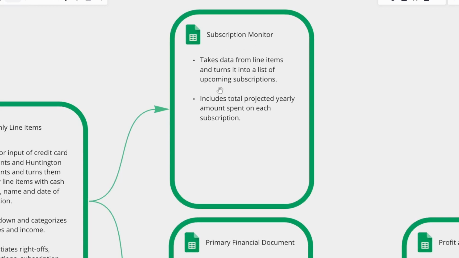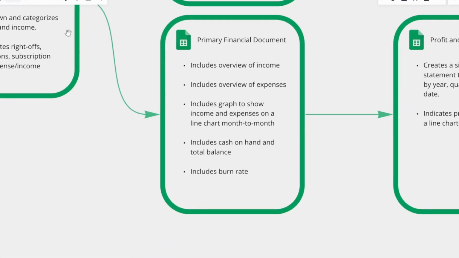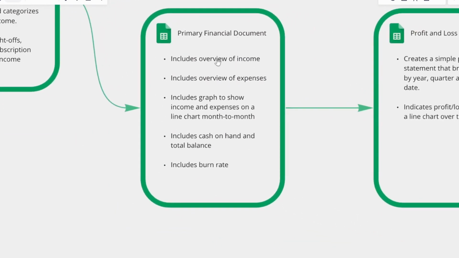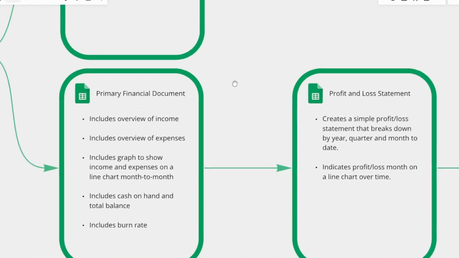It's a standalone Google Sheet. And then down here, I have this data also siphoning off into a primary financial document. So this will include an overview, like a monthly overview of my income and my expenses, and it'll also have a graph of income and expenses on a line chart from month to month, cash on hand and total balances. And this will also include a burn rate. Basically, how long do we have before we run out of money if we didn't continue producing income. So that will be nice to have.